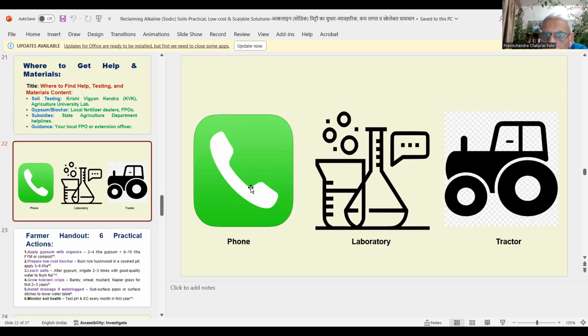So here it is social media, phone. With the use of the phone, we can contact them for the soil analysis. In every district there is a government laboratory, and private laboratories are also there. So the farmer can carry out soil and water analysis. Then for tractors, the Government of India and the states also give a subsidy for the purchase of tractors.